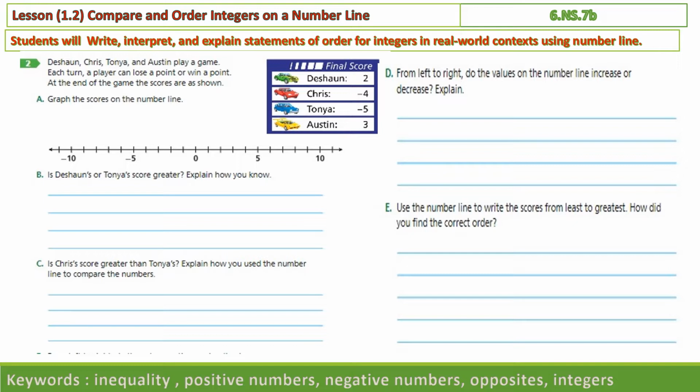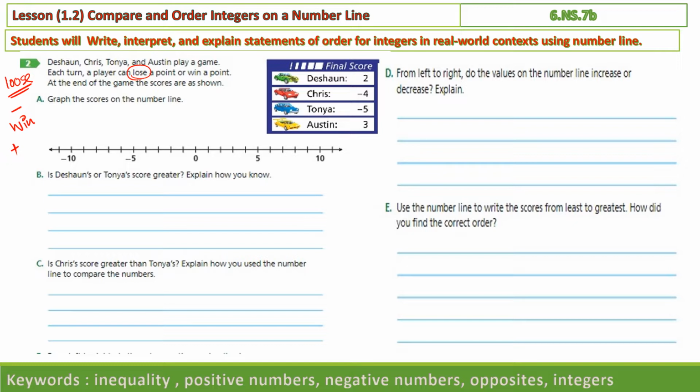Now, Deshaun, Chris, Tanya and Austin play a game. Each turn a player can lose. We studied previously that a loss can be expressed by a negative integer and a win can be expressed by a positive integer. So, lose a point or win a point. Now, at the end of the game, the scores are shown. So, you have to graph the scores on the number line.